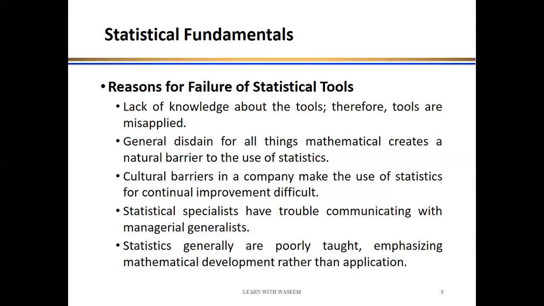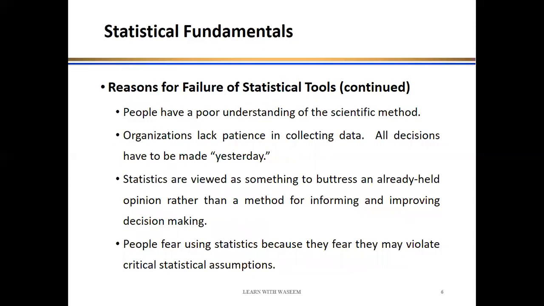People can have a poor understanding of the scientific method, and another reason can be organizations lack patience in collecting data, so all decisions have to be made yesterday. Statistics are viewed as something to buttress an already held opinion rather than a method for informing and improving decision making. Then another reason is that people fear using statistics because they fear they may violate the critical statistical assumptions, so they may lack confidence. Time order data are messy and require advanced statistical techniques to be used effectively. Most people do not understand random variation, resulting in too much process tampering.